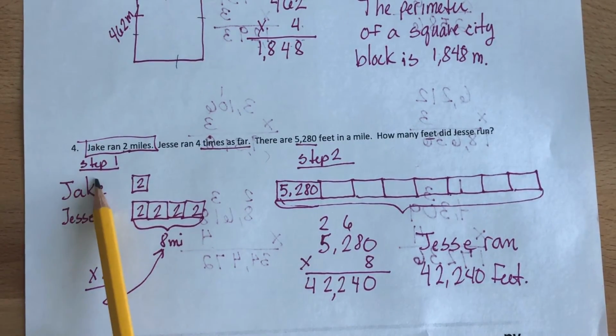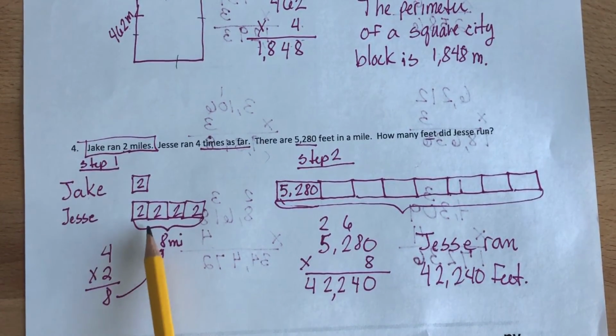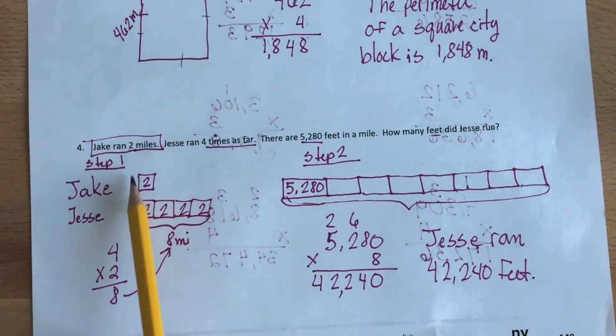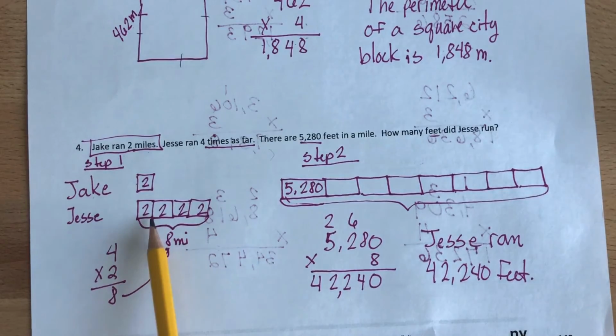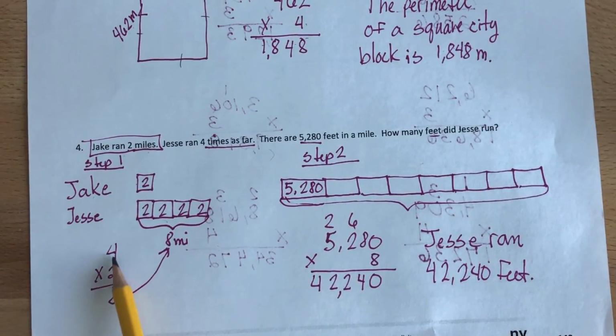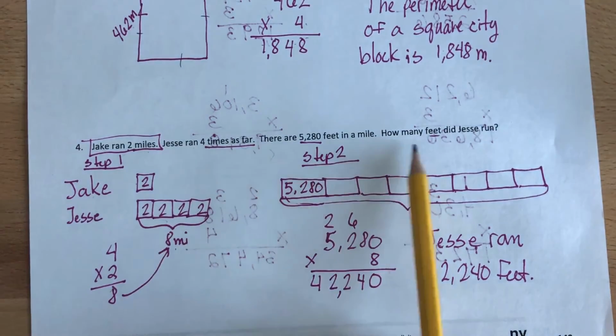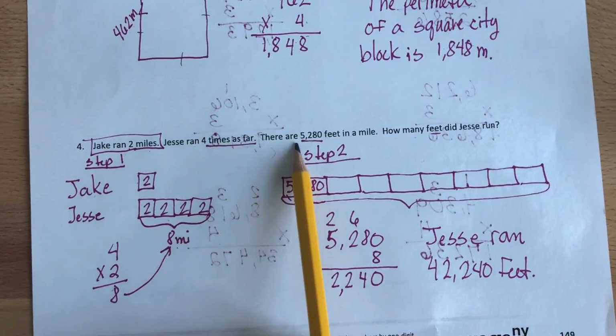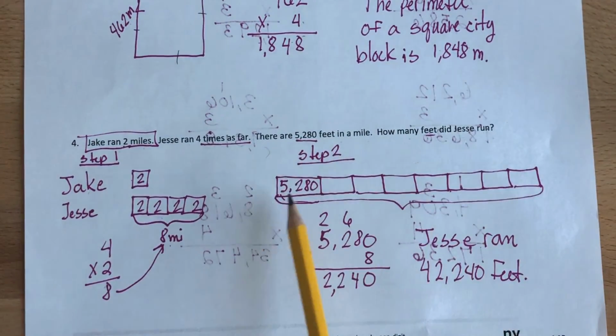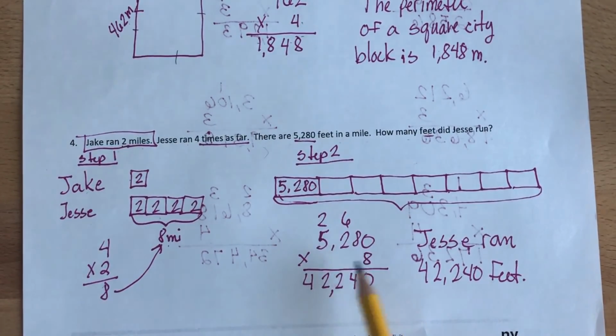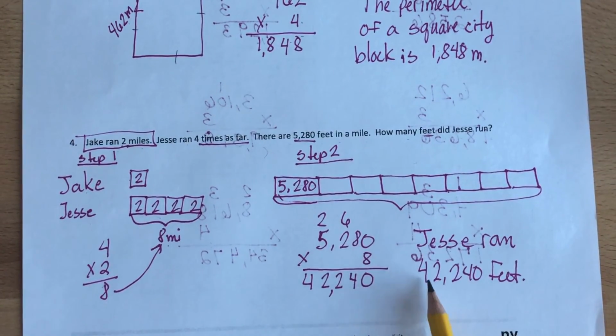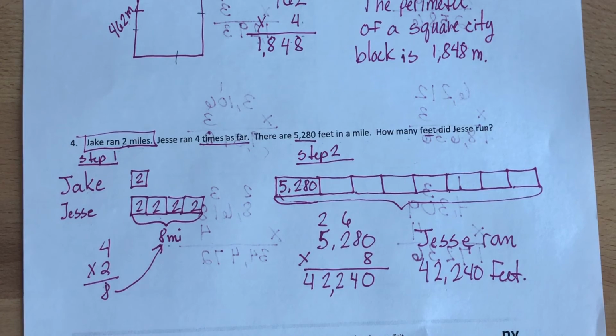So here in step 1, I wrote down Jake ran 2 miles and Jesse ran 4 times as far, because Jake ran 2 miles, there it is. Jesse ran 4 times as far. So I wrote down 4 boxes for Jesse and figured out that was 8 miles. But that's not going to answer my question. The question here says, how many feet did Jesse run? So if there are 5,280 feet in a mile, over here I drew out what 1 mile of feet looks like, and then there's 8 groups of it. So if I did 8 times 5,280, I came up with 42,240. So Jesse ran 42,240 feet. Okay?